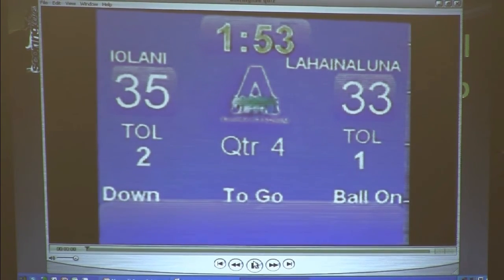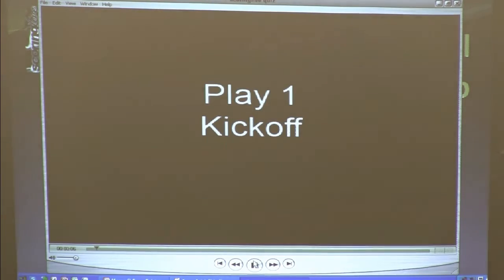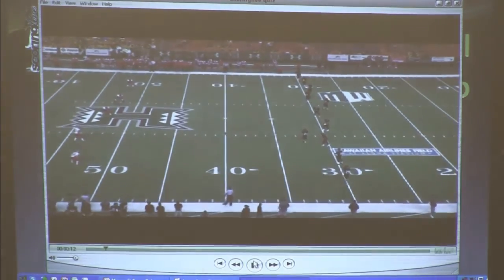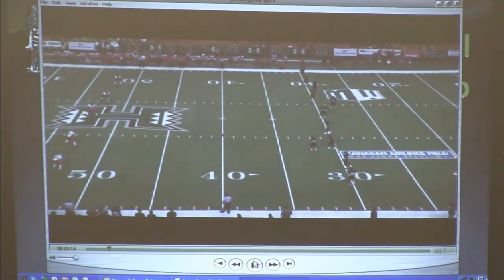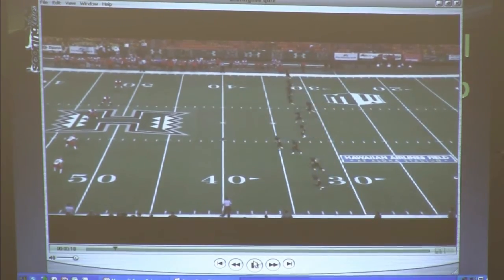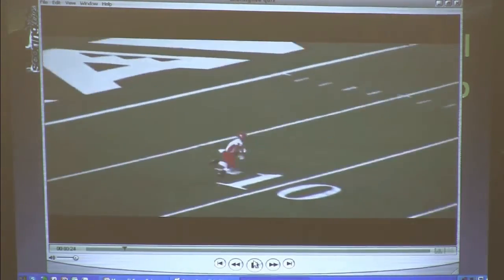So here's a situation in the game. It's 1:53 left in the fourth quarter. Lahaina Luna will be the team in white. They will be team A. Iolani is in black. They will be team B. Okay? So we're going to begin with play number 1. We begin with a kickoff.